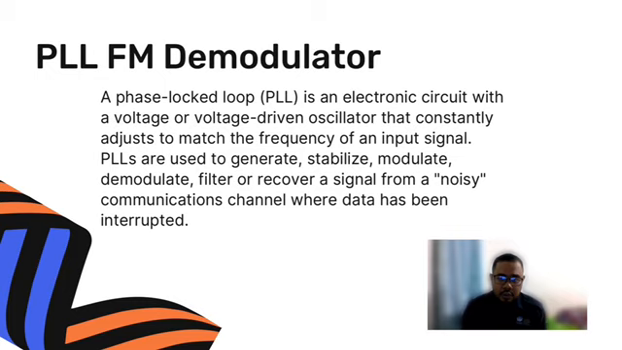Phase lock loop, or PLL, is an electronic circuit with a voltage-driven oscillator that constantly adjusts to match the frequency of an input signal. And PLL is generally or frequently used to generate, stabilize, modulate, and demodulate, filter or recover signal from a noisy communication channel where its data might be interrupted.